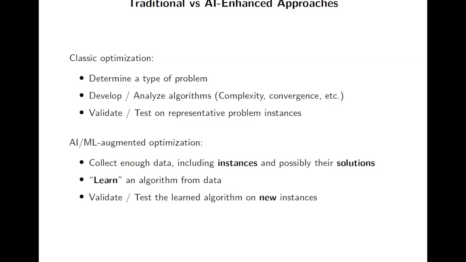A typical pipeline looks like: first we collect enough data. It includes some problem instances and maybe with their solutions, and then we learn from those data, and then we validate or test the learned algorithm on some new instances. New instance here means that the testing instance shouldn't be included in the training set. We want the learned algorithm to have some intelligence in it, but not just memorize the training set. Later I will show the specific definition of how to learn an algorithm from data.